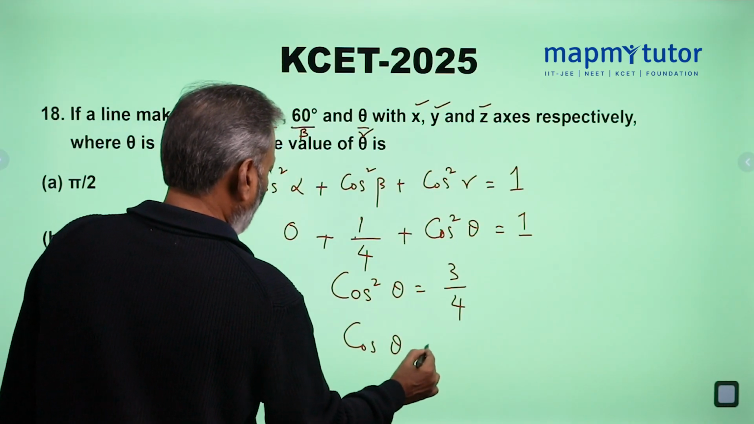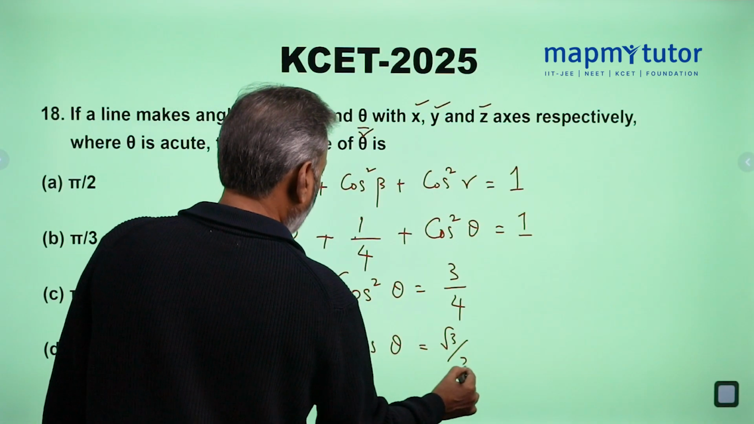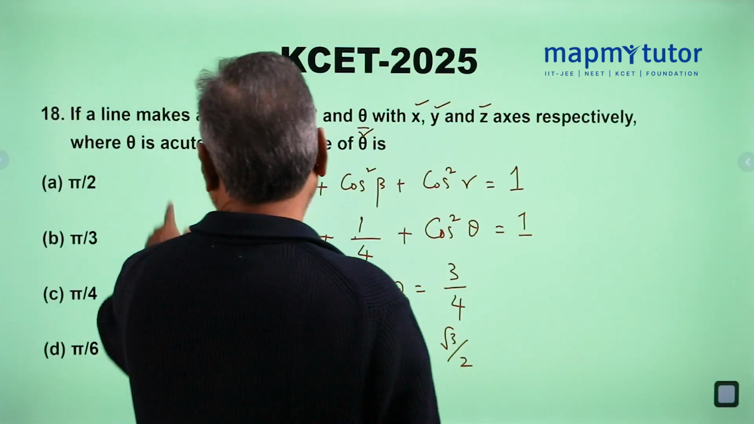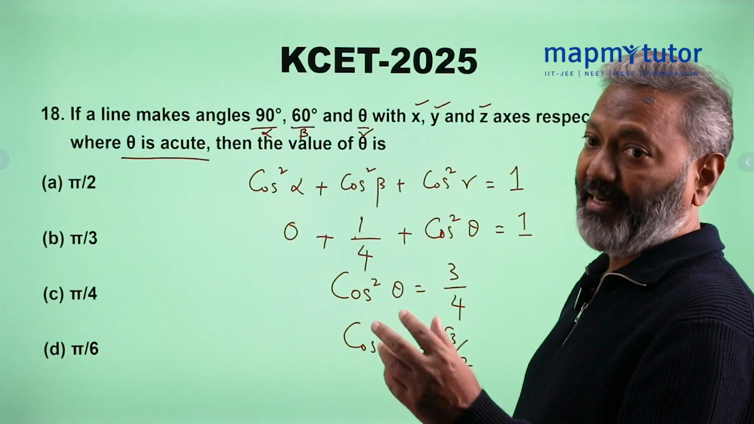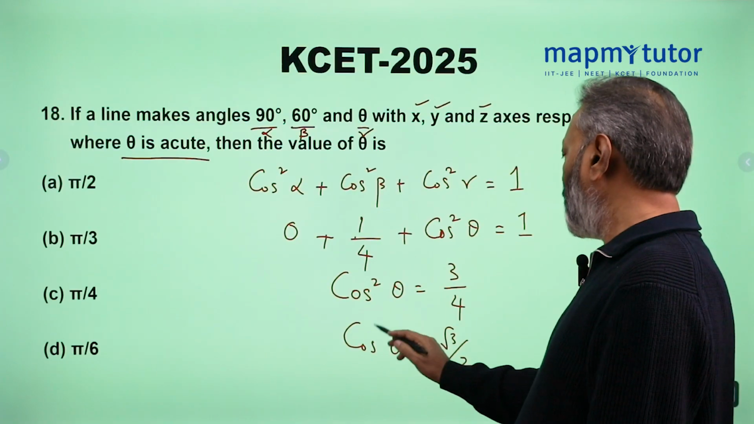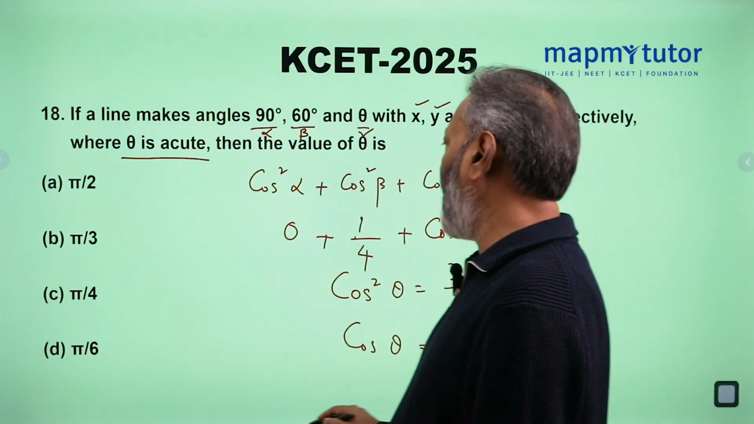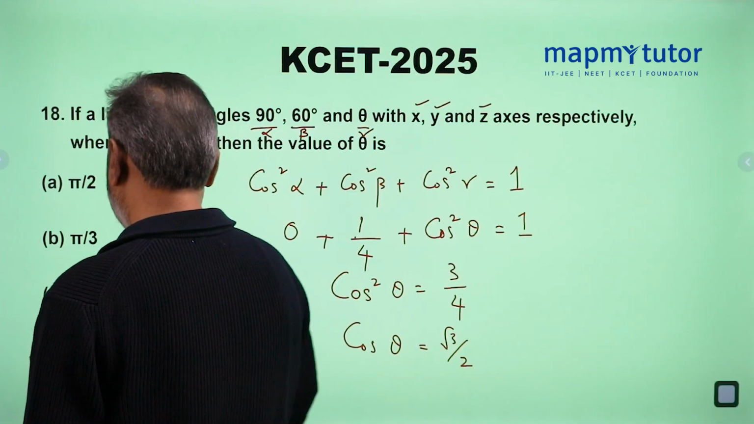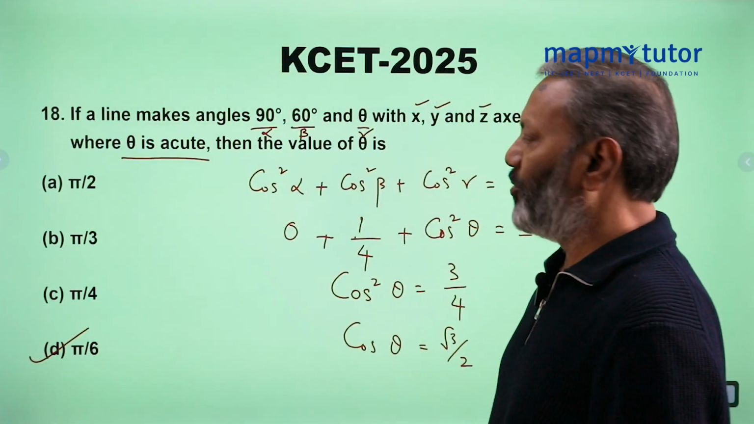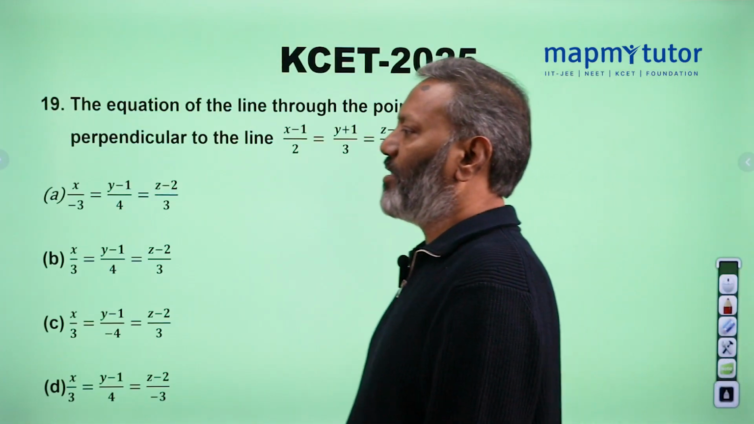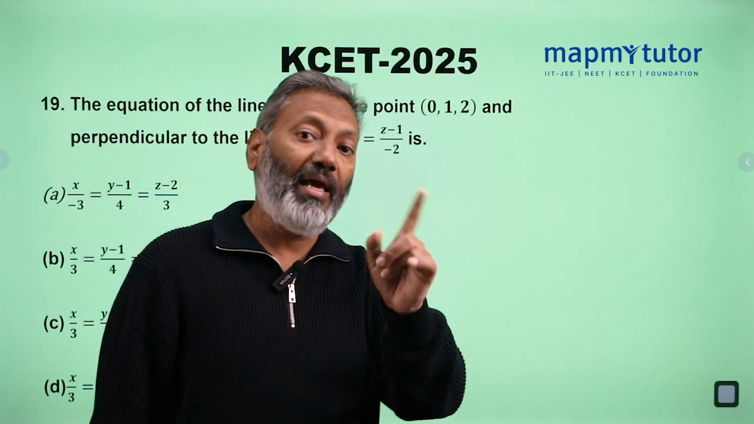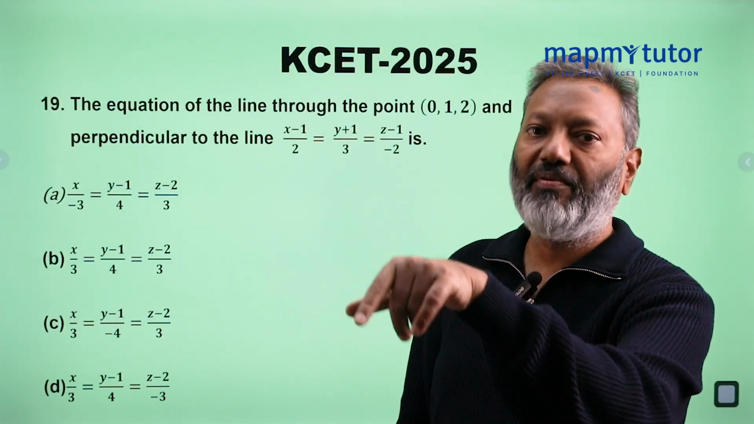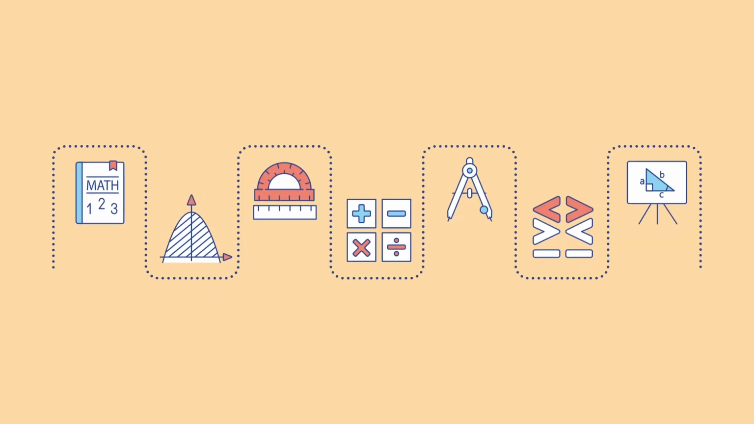And what is cos theta? Root 3 by 2. Theta is acute, already mentioned. That's why I'm not taking minus; because theta is acute, cos theta is positive. So cos theta is root 3 by 2. What can theta be? Pi by 6, whereas cos 30 is root 3 by 2. Cos square alpha plus cos square beta plus cos square gamma equals 1. Usually they are also denoted by L, M, N: L square plus M square plus N square equals 1. Easy to remember, okay?